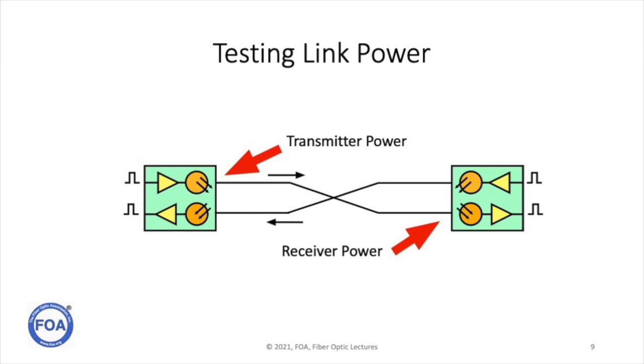While the link is operating, we can use a fiber optic power meter and test the performance parameters of the link. We can measure the receiver power to see if it's within specs, the transmitter power also to see if it's within specs, and with those two pieces of data, we can calculate the loss of the fiber optic cable plant over which it is operating.